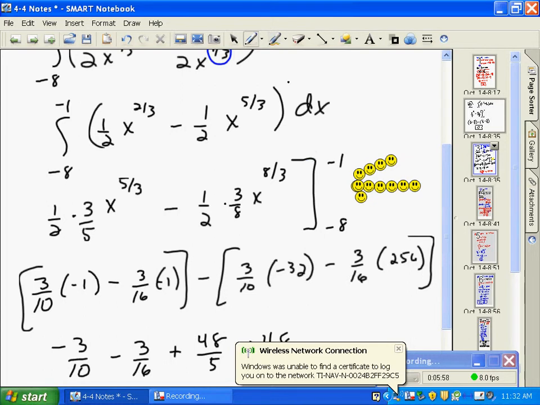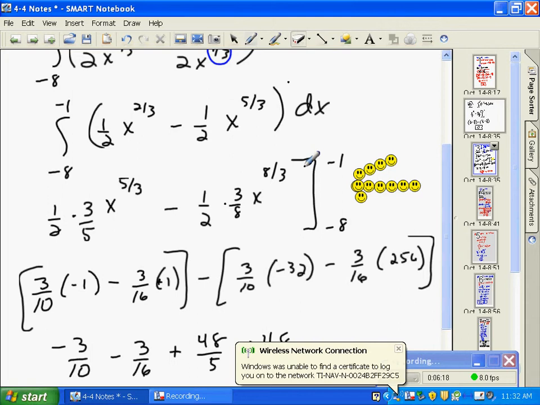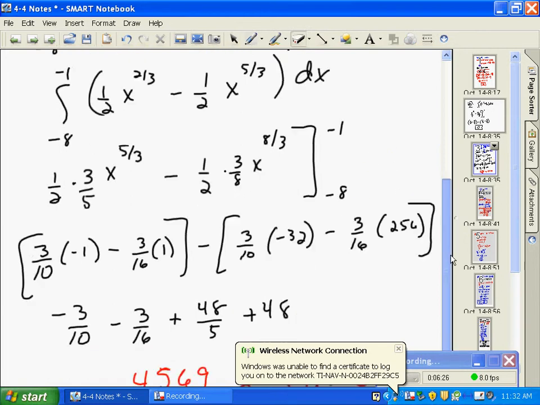oh, wait, let me look at that. Yeah, that is positive. I don't know why I changed that. So I have 3/10 times -1 minus a 3/8. When I take a -1, I plug it in, raise it to the 8/3 power, it will be positive. So let's make sure that that's a 1. The messy part is sitting here and trying to evaluate all this.